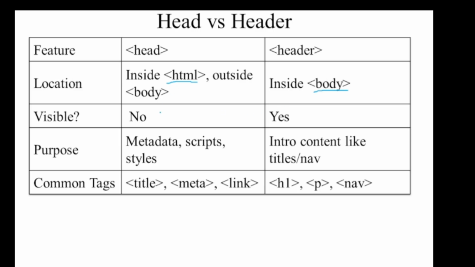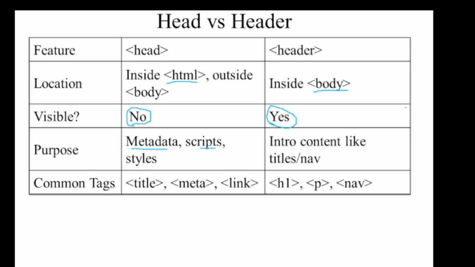The other difference: head is not visible, but header is visible. Why? Header is content of the body. What is the purpose of head? We can use it for metadata, script, or style. Metadata, script, and the cascading style sheet are all embedded in what? In head. We embed the script, the style, and metadata in head.